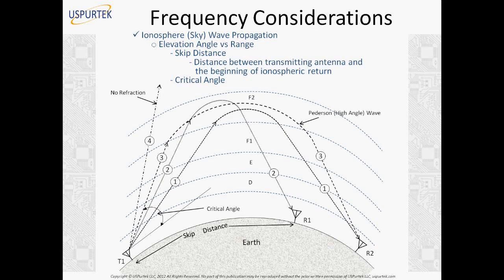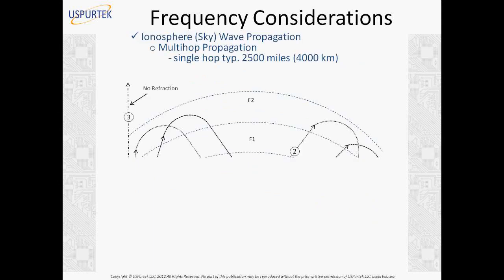Well, there are a few other terms which are commonly used when you do skywave propagation. One is the skip distance. This is the distance between the transmitting antenna and the beginning of the ionospheric return. Let's say that it begins to return at this point, so this is the skip distance. And then there is a critical angle associated with that. Now here you see when the elevation angle is too high, there's no refraction. It's just going directly into space. Whereas the other RF waves which have lower elevation angles are getting refracted and returning to Earth at different points of Earth. Okay, let's move to the other one.